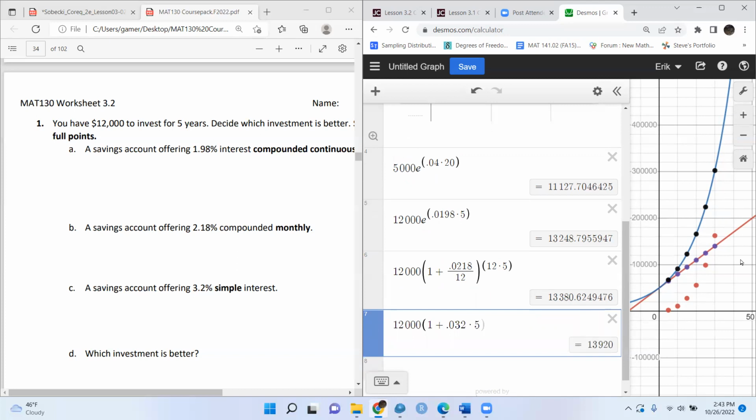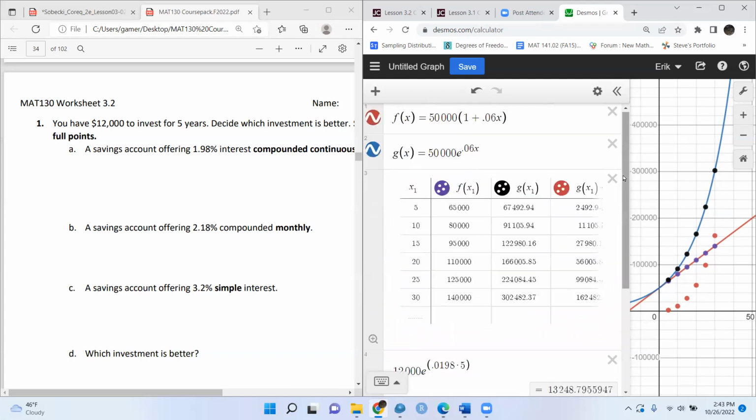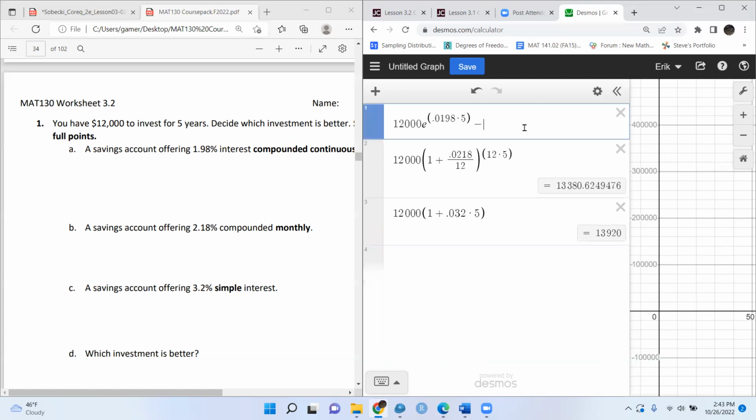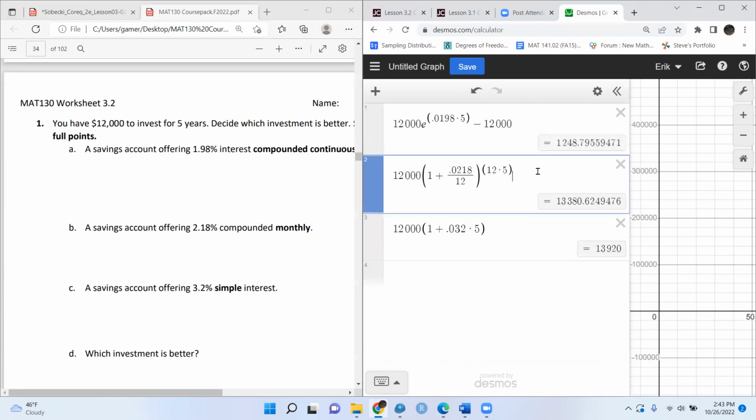Does that look like what you all got? Let me get rid of this one because that's nothing. And let me get rid of these. So there's the 3 ones. Continuously first, monthly second, simple third. And these are all future values. If we want interest, we could subtract 12,000 from all of these. And that would get us the amount of interest earned. And that might make it easier to compare the two.